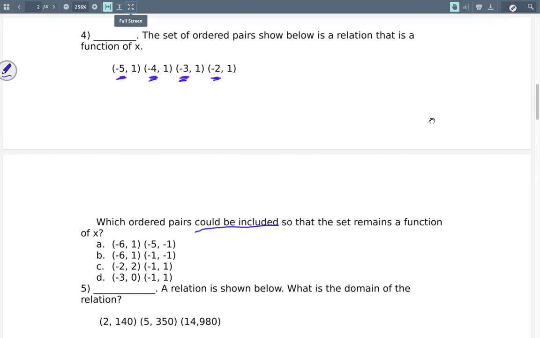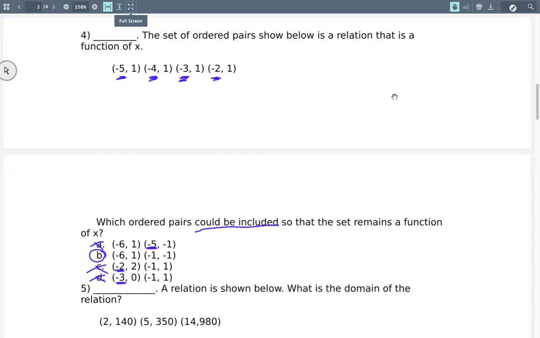Well, notice A has the -5, which is already being used, so I can't use that. All right, B, -6 and -1 are not being used. So therefore, B is my answer. And just to reiterate it, -2 in C is being repeated, and -3 in D is being repeated, okay? So that's why C and D are not my answers.